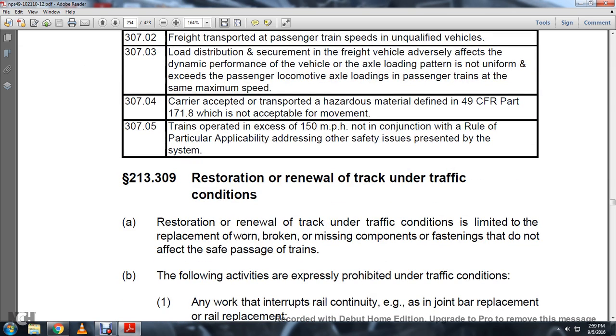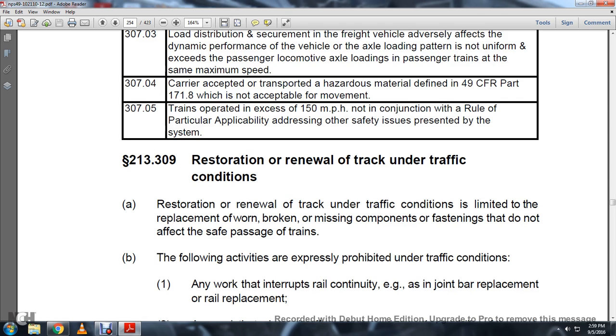All right, 213.309, restoration and renewal of track under traffic conditions. Restoration and renewal of track under traffic conditions is limited to the replacement of worn, broken, or missing components and fastenings that do not affect the passage of passenger trains.